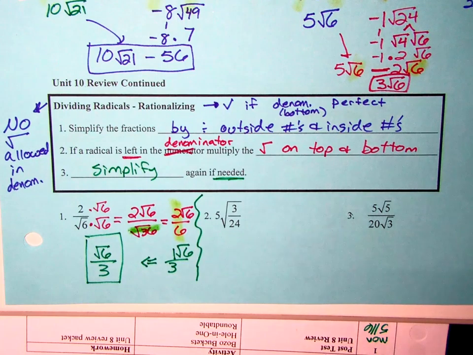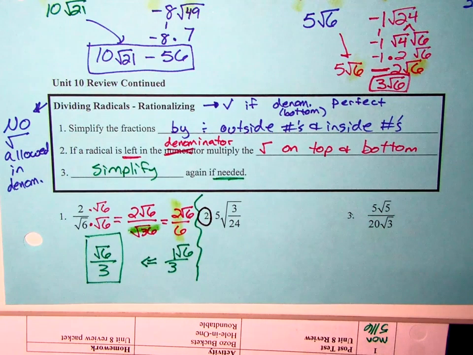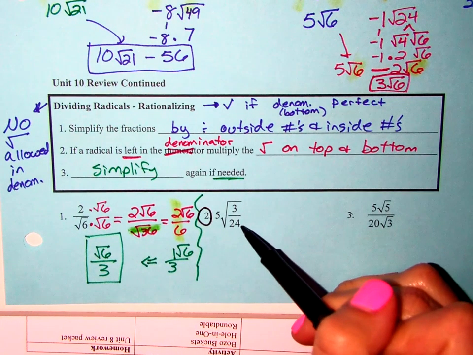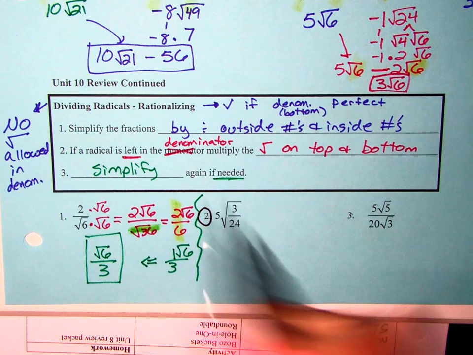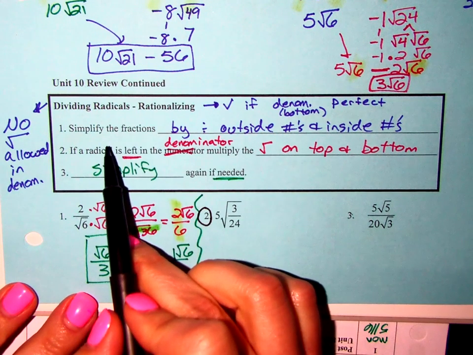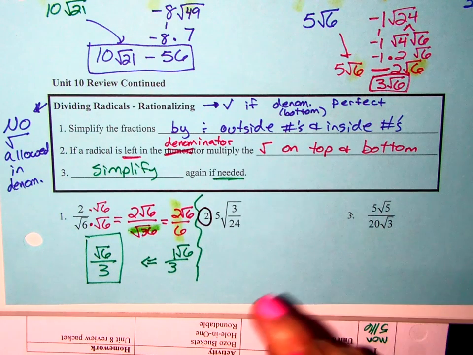All right, so let's look at number 2 here. First thing, check and see if it's a perfect square in the denominator. Is 24 a perfect square? No, it is not. So if it's not a perfect square, then we try to simplify the fraction by dividing outside numbers and dividing inside numbers.